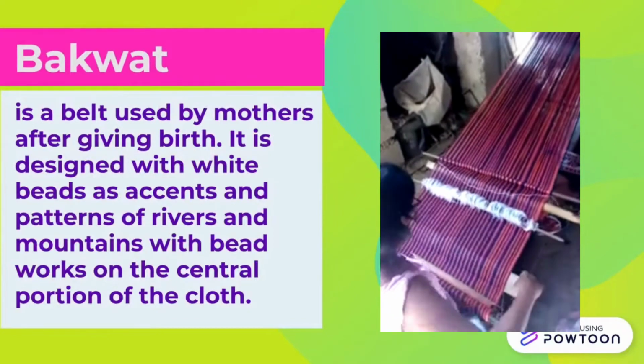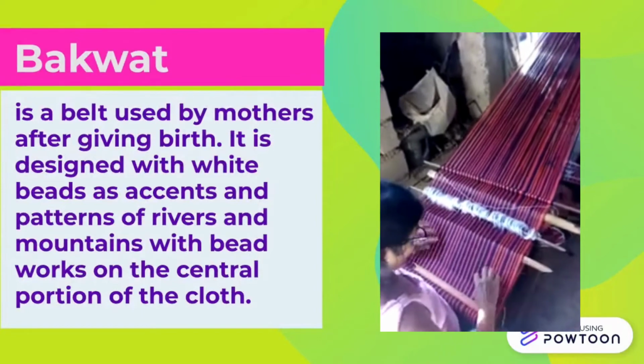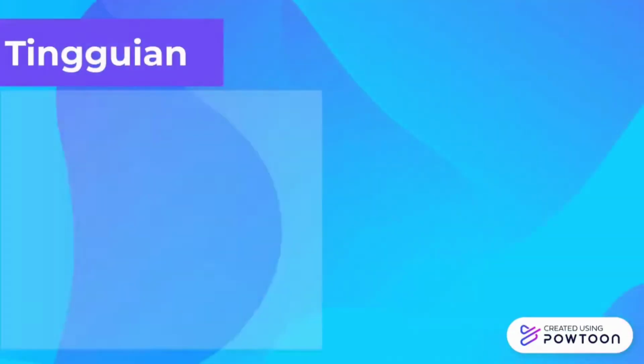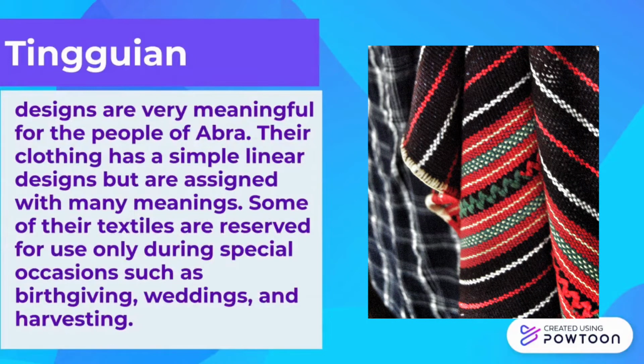It is made by Gaddang weavers of Nueva Vizcaya. Tingguian designs are very meaningful for the people of Abra. Their clothing has simple linear designs but are assigned with many meanings. Some of their textiles are reserved for special occasions only, such as childbirth, weddings, and harvesting. They use natural dyes from different trees and plants: mahogany as red, narra as brown, and malatayum as indigo.